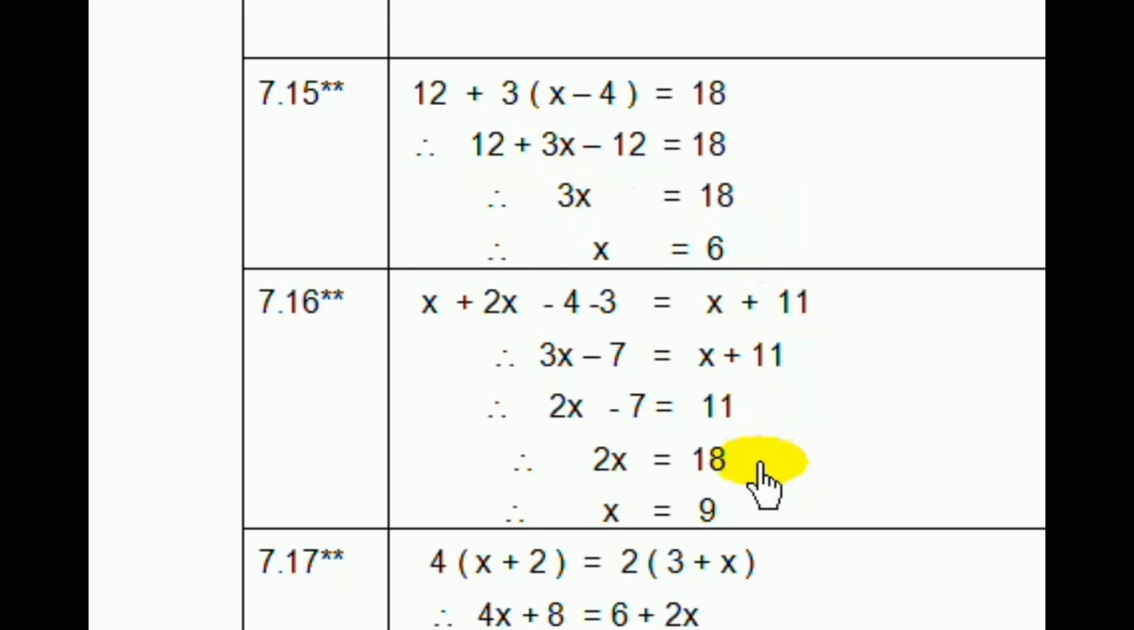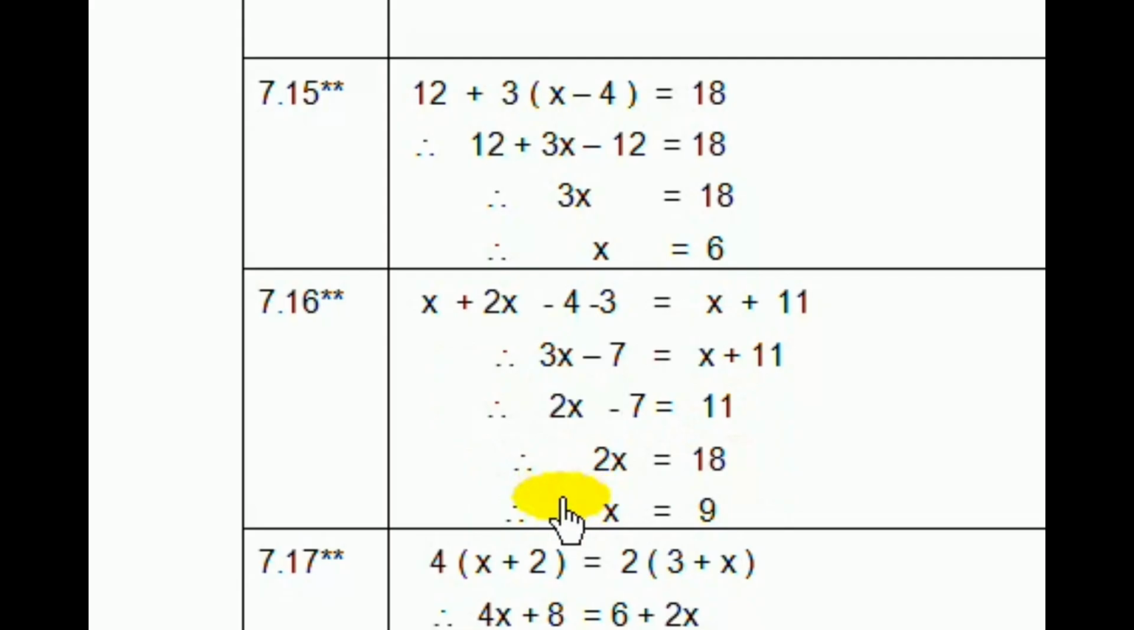In this 716, we don't have brackets, but we can simplify the left hand side. That x and 2x is 3x, and the minus 4 and the minus 3 will give you that minus 7. Now I have simplified. Get all your x's together, subtract the x there so that it's not left there, and only the 11 has been left. So subtract the x on both sides, then add 7 on both sides and divide both sides by 2, and that dots in front, the therefore sign, means from the previous.